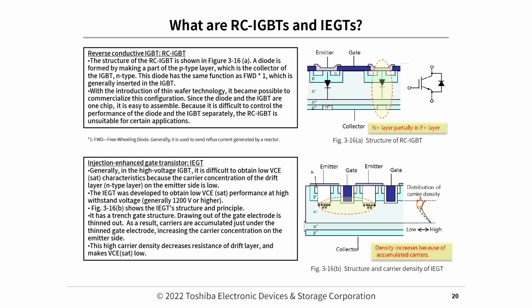It has a trench gate structure. Drawing out of the gate electrode is thinned out. As a result, carriers are accumulated just under the thin gate electrode, increasing the carrier concentration on the emitter side. This high carrier density decreases the resistance of the drift layer and makes VCE,SAT low.